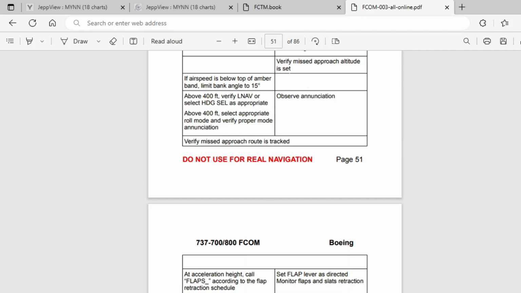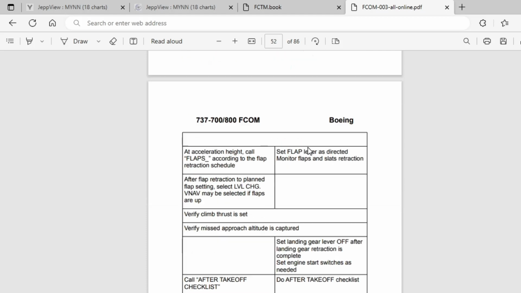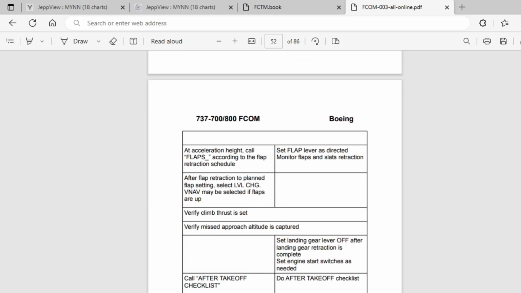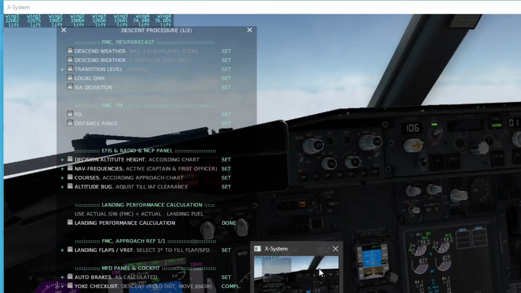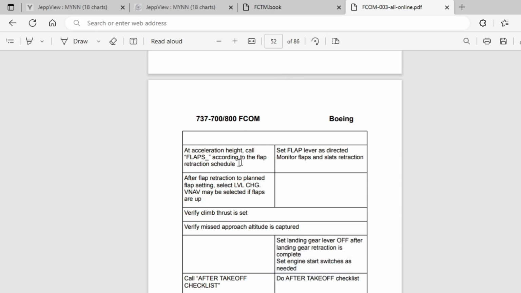Above 400 feet, verify that LNAV is active or whatever is appropriate, and you can select the appropriate roll mode. Then verify that the missed approach route is tracked. And then once you reach the acceleration height, pilot flying will call flaps 5, then flaps 1, and then flaps up on schedule.